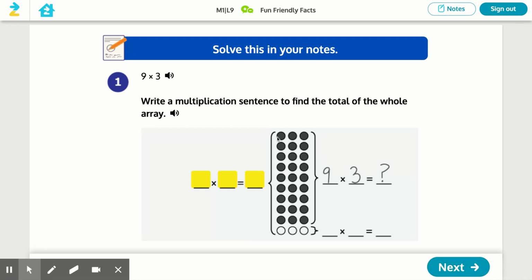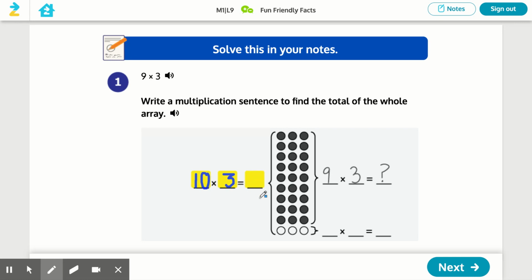And so we know that there are 9 counters going down, or 9 different rows of black counters, and that there are 3 columns. Well, if this is 9 rows in black, if there's one extra row here, we know that 9 plus 1 is 10. So there are a total of 10 rows in the whole array. We also know that the number of columns doesn't change, and so we know that there are 3 columns.